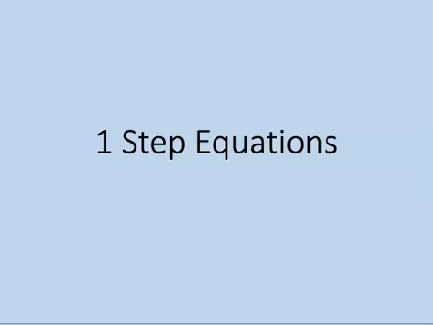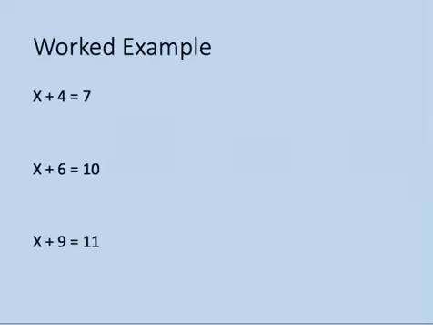Let's get straight into it. The first type that we are going to deal with is what happens when we've got a missing number x and we have to add a number. Let's take x plus 4 equals 7. Instead of adding 4, you're going to do something called the opposite game. So I'm going to be taking away 4 from 7 on both sides.